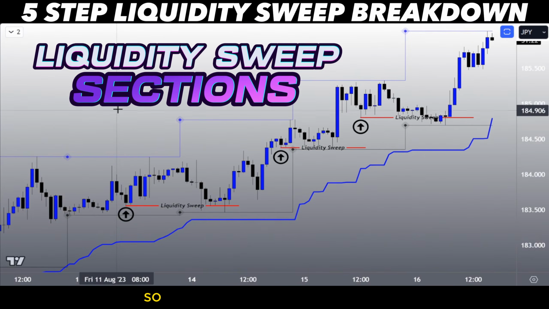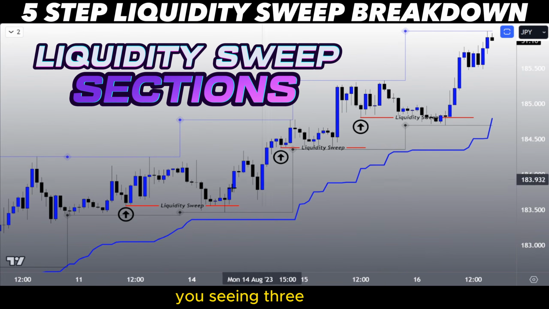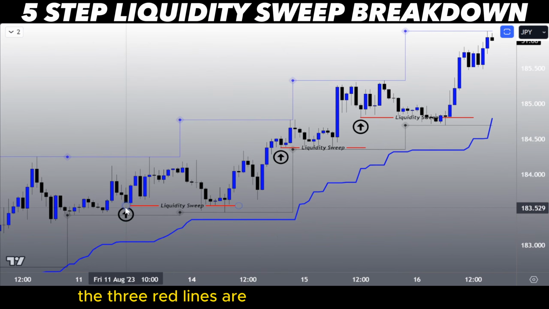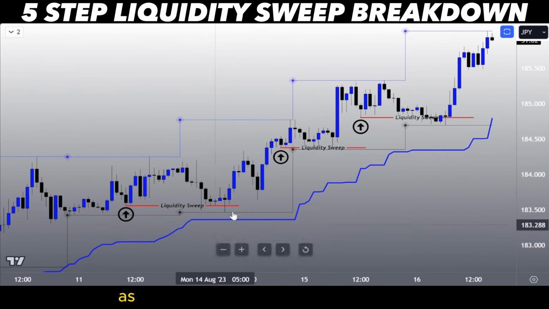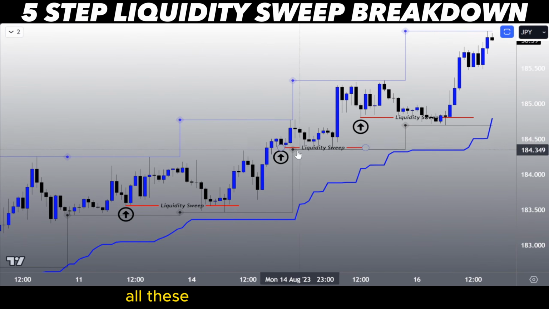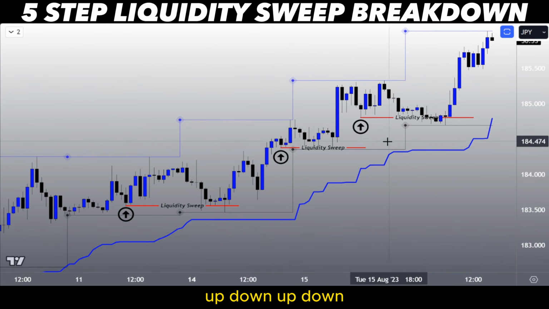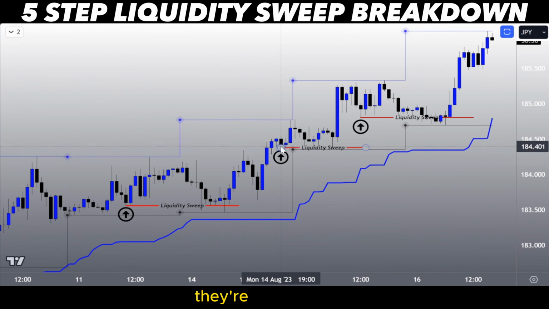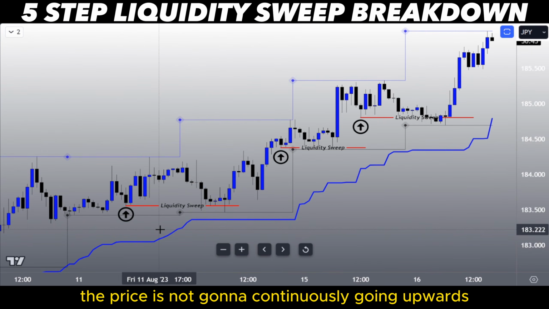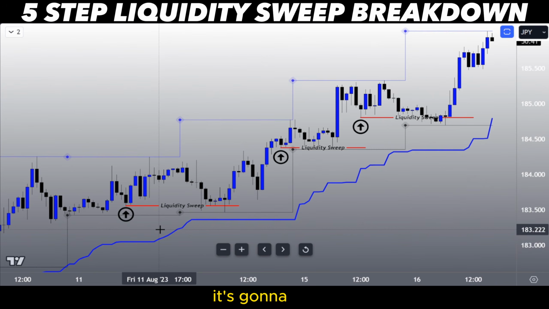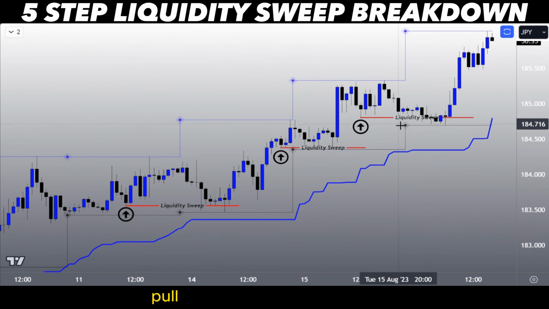So now, this is our liquidity sweeps. Now, on your charts, you're seeing 3 red lines. These 3 red lines are drawn from the swing points, from the swing lows. As we're going in the upwards direction, all these points are actually swing lows. Price goes up, down, up, down, up, down. So these are swing lows. They're the pullbacks in the Forex market. The price is not going to continuously go upwards in a straight line. It's going to go up, then pull back, up, pull back, up, pull back, and so on and so forth.